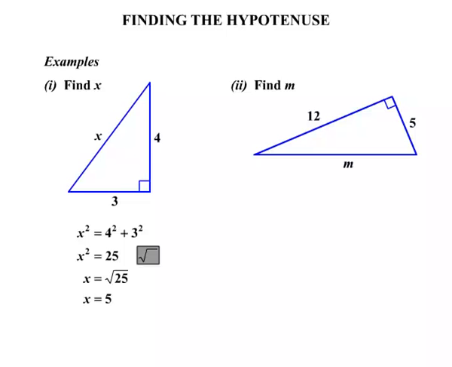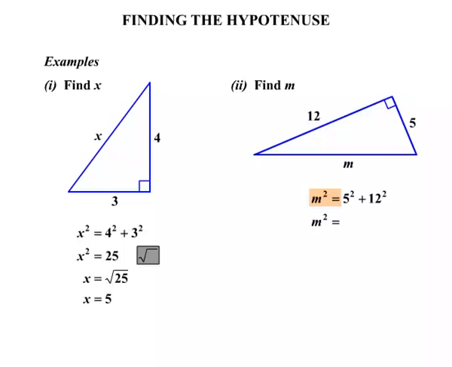Second example, we're asked to find M. Again, we have a right-angled triangle, and M is the longest side. It's known as the hypotenuse. So we start with that. M squared equals the two shorter sides, 5 and 12. So we write 5 squared plus 12 squared. It doesn't matter what order we write that. We could have written 12 squared plus 5 squared. There's no problems with that.